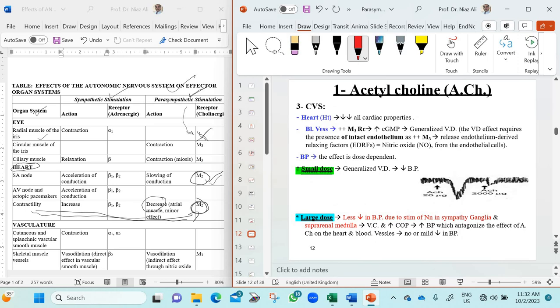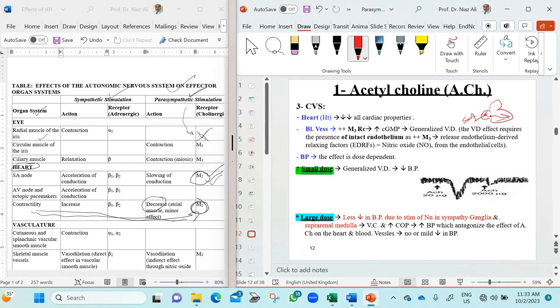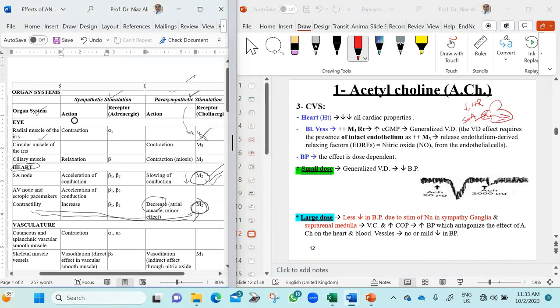Let me go to the cardiovascular system. Regarding the heart, it has its own conductive system: the SA node, then the AV node, and then the Purkinje fiber. Here it tells you the SA node is supplied with the M2 receptors, and the SA node is the pacemaker. So it is going to decrease the heart rate. How? Because the discharges will be decreased. And then the AV node is not supplied with the M2 receptors.